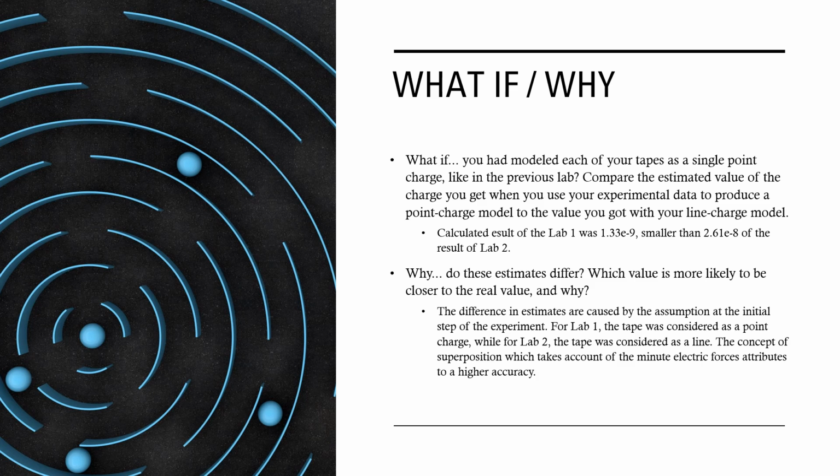These are my answers to the what if and why questions. The calculated result of lab 1 was smaller than the calculated result of lab 2. The difference in estimates is caused by the assumption at the initial step of the experiment. For lab 1, the tape was considered as a point charge, while for lab 2, the tape was considered as a line. Also, it should be noted that the values that came out as a result of the coding were different from the calculated values, since a different equation was used for calculation.